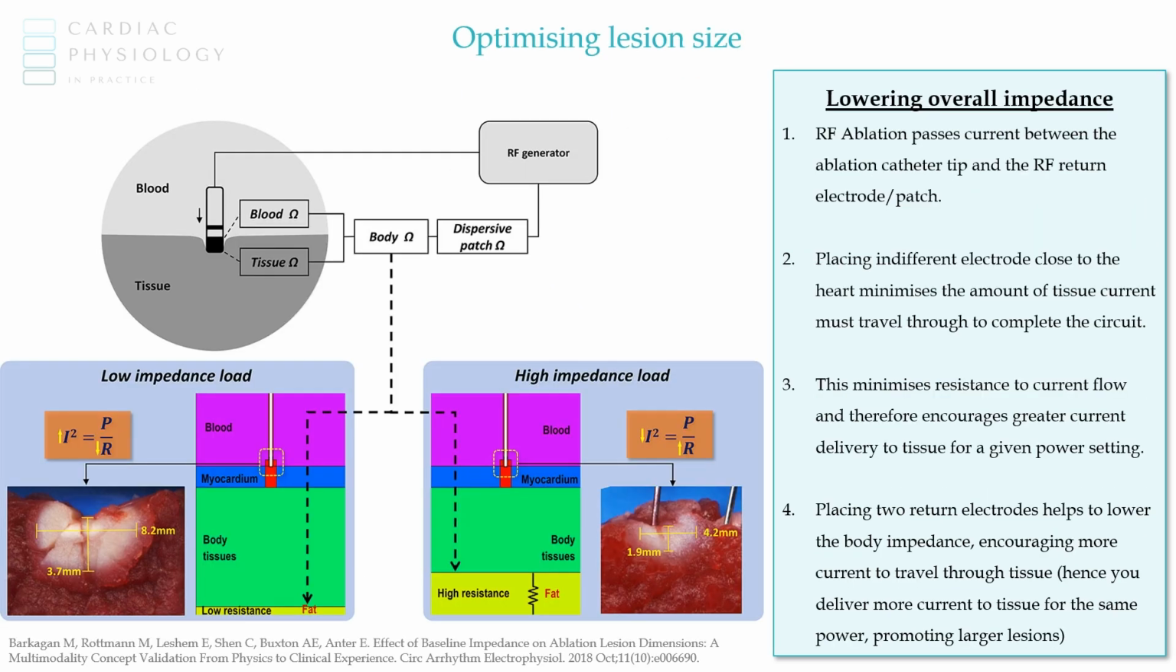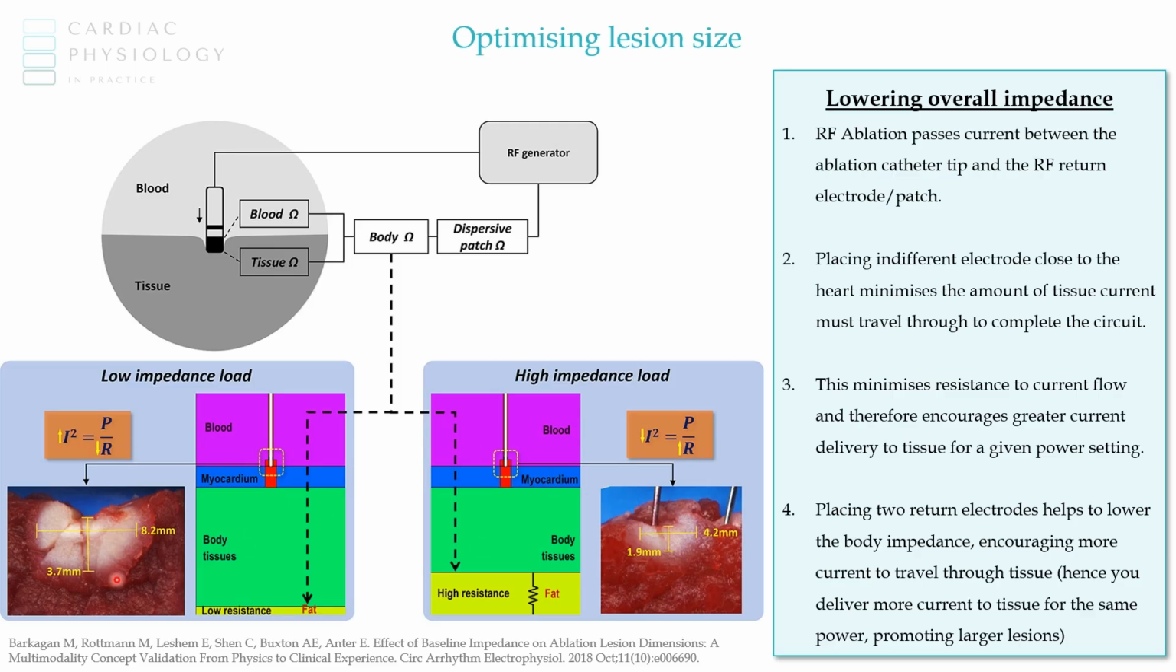I would encourage you to read this paper, even just the introduction. It explains this concept really well, perhaps better than even I can explain it. But this is a visual diagram of how baseline impedance can affect lesion formation. Here you can see a much larger lesion as a result of a lower baseline impedance for the same power setting, compared to this lesion, which is much smaller.